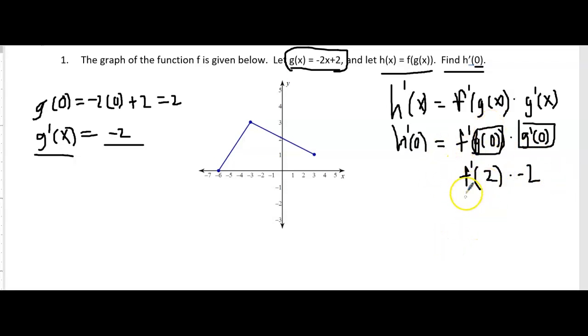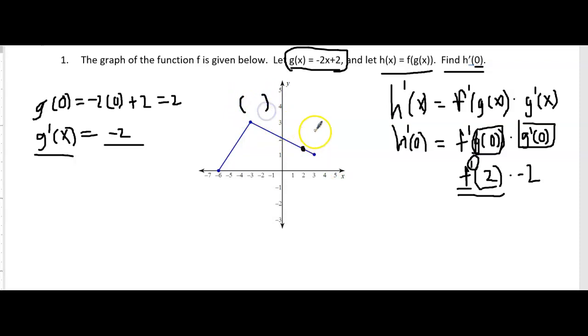The last thing I need to do is figure out what's f prime of 2. That means what is the slope of the f function when x equals 2? And this graph right here is the graph of f. So what's the slope of the f function at x equals 2? Well, x equals 2 would be right about here. And so we're on this line. And so I want to find the slope of this line.